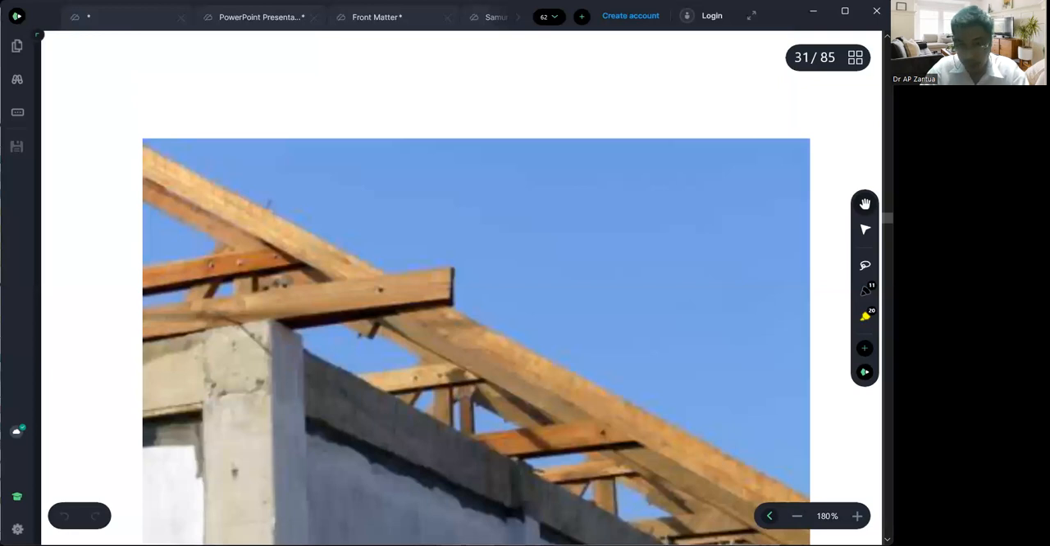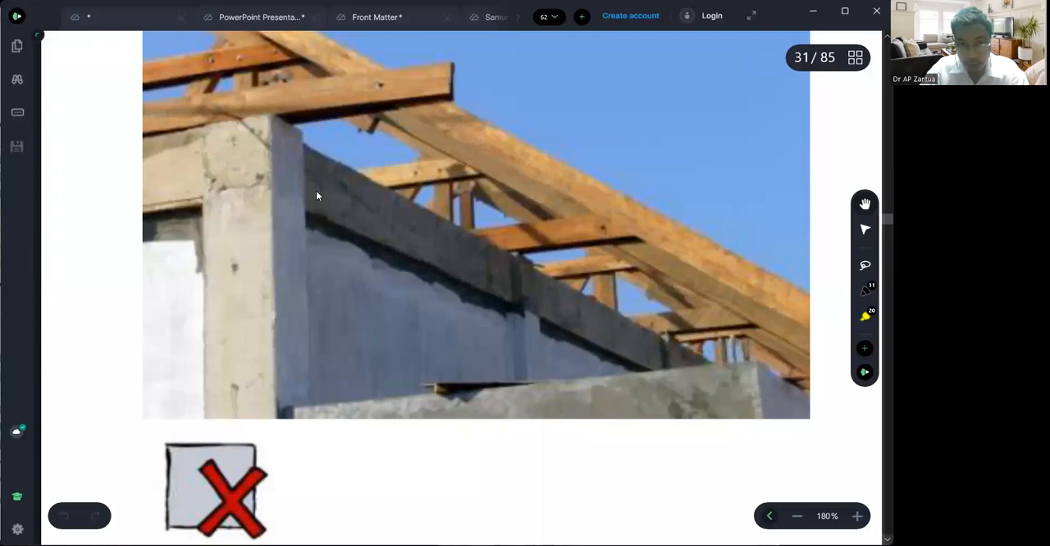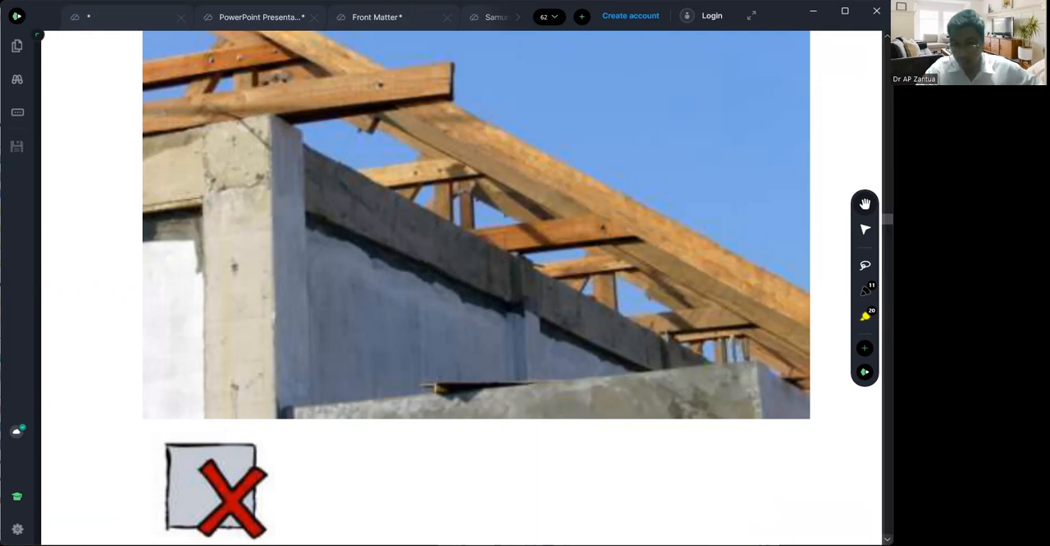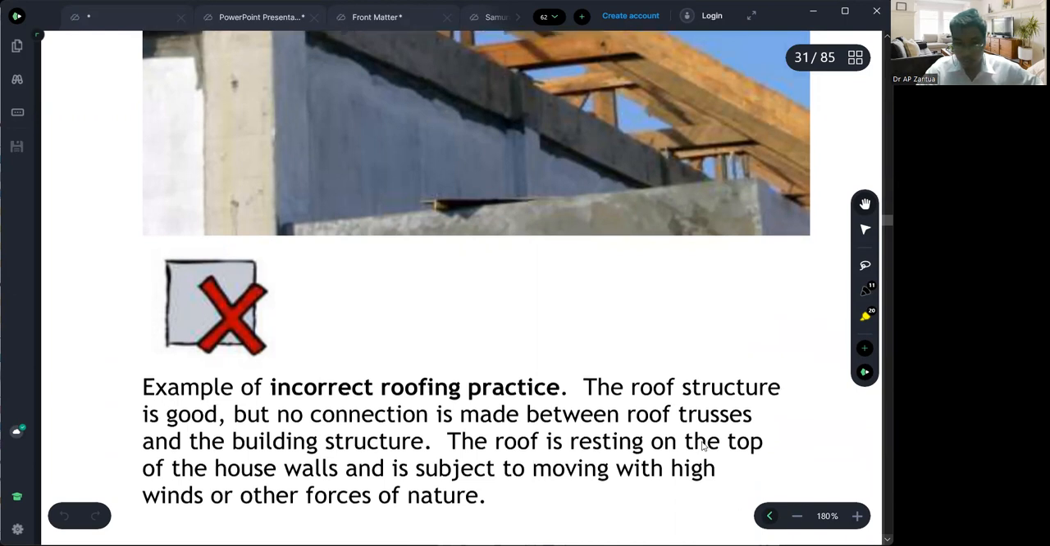So next picture we have a bad connection. There is no protruding steel reinforcement that connects to the joint or to the truss element of the roof. So, incorrect roofing practice. The roof structure is good, but no connection. There is no connection made between roof truss and building.